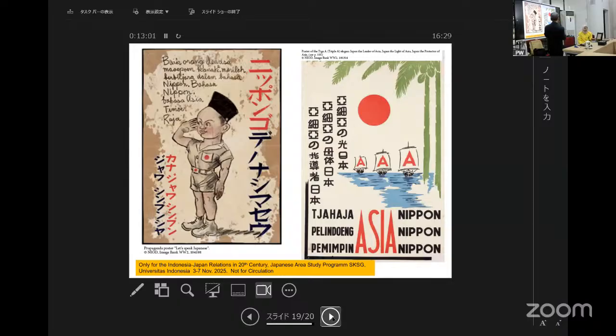And I think this is also just so popular, Japanese propaganda posters. And this is a neon in Amsterdam. It's the Netherlands Institute for War Documentation, the National Institute of War Documentation.